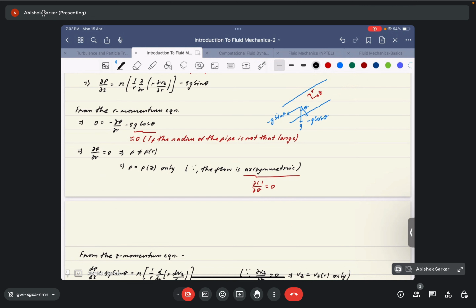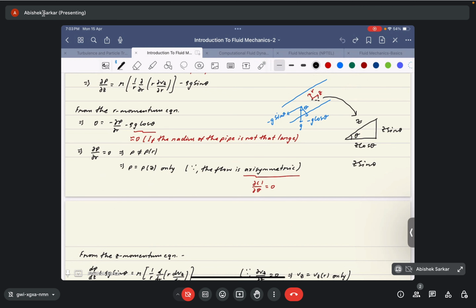Say this is the pipe, this inclined pipe, and I'm zooming it down here. So we're left with theta here. This is z, then this is z sin theta, and this will be z cos theta. Then z sin theta will basically imply the vertical height.